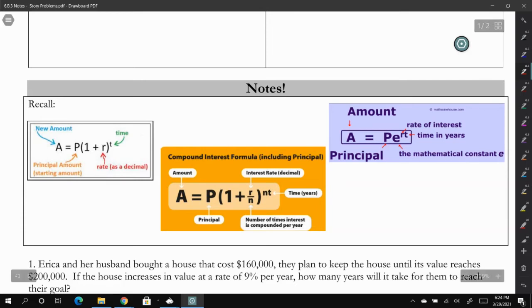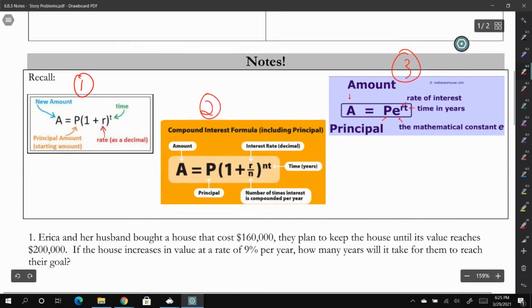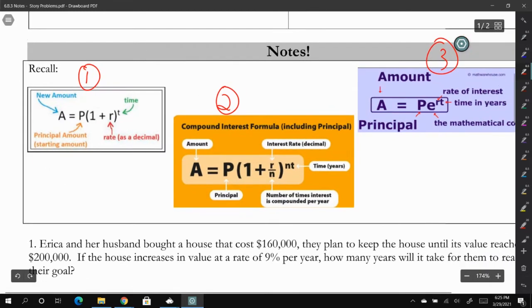So what we should do is I'm just going to number these equations 1, 2, and 3. The reason for that is so that when we talk about determining which equation to use, we can just say, oh, we're going to use equation number 2 in this problem, and this is why. So these are the exponential growth models that we talked about. The first one, number 1, is just a regular growth model where something increases or decreases in value by a certain percentage every year.